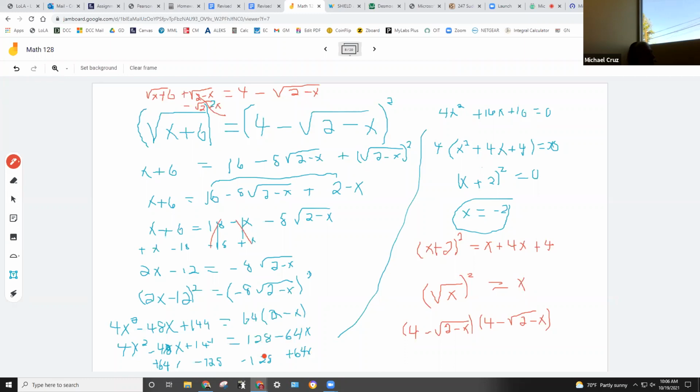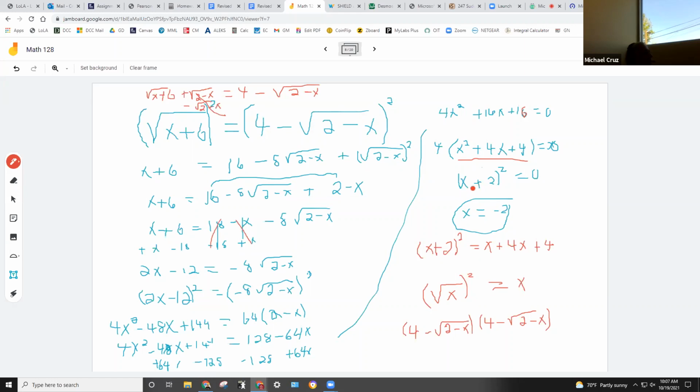Then you collect the like terms, subtract 128, and add 64x. And when you do that, you get 4x squared plus 16x plus 16. And here it'll really save you some trouble if you pull out the 4, because 4 is a common factor of all of those. And then there's a real easy one there to solve. Now, you could put it in the quadratic formula, or you could factor it. This is what I did here, because that's just x squared plus 4x plus 4, which is x plus 2 squared.